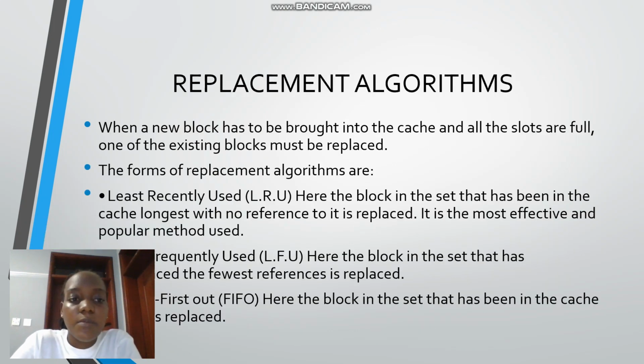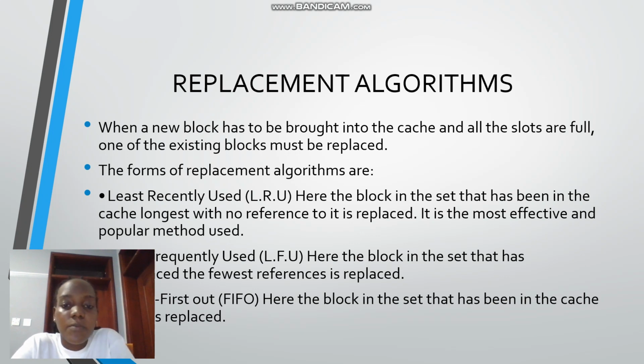Next, we have replacement algorithms. When a new block has to be brought into the cache and all the slots are full, one of the existing blocks must be replaced by a new block. However, for direct mapping, as we have seen on the previous slide, there's only one line for any particular block, and hence no choice is possible since each main memory block has its own cache slot. This is not the case for associative and set associative techniques. These require a replacement algorithm.